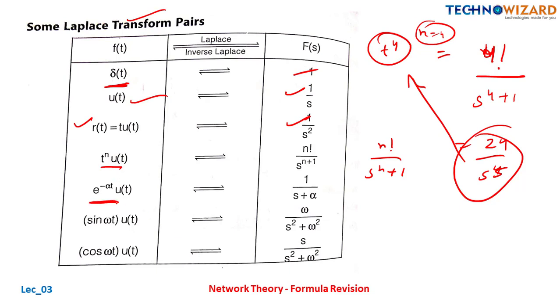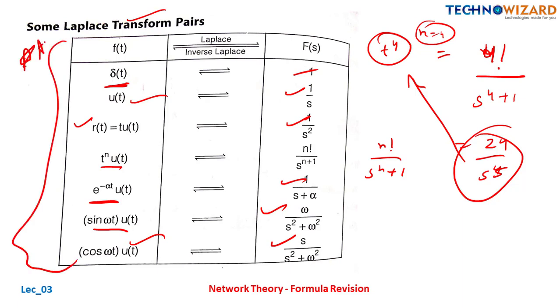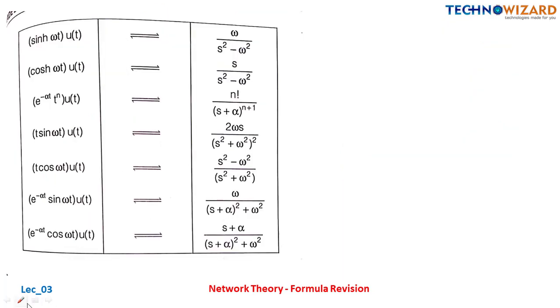e to the power minus at is given as 1 upon s plus a. sin omega t is given as omega upon s square plus omega square. cos omega t is given as s upon s square plus omega square. Okay, please remember these Laplace transform pairs. These are very important for ISRO technical assistant students. Please remember this. Okay.